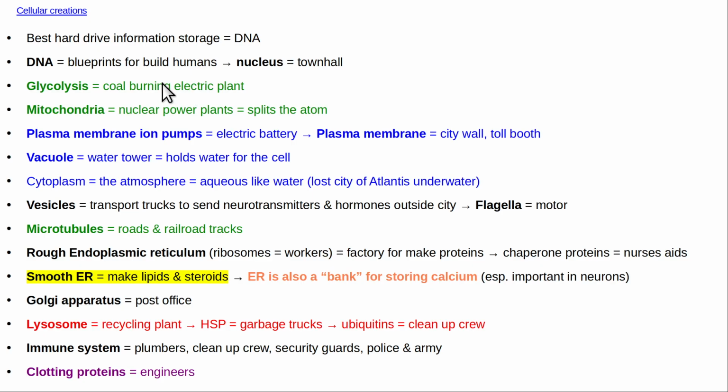DNA for a city can be thought of like the blueprints for building the city and also for actively replenishing things as they need to be remade, like the proteins. Okay, the nucleus is the town hall of the city.